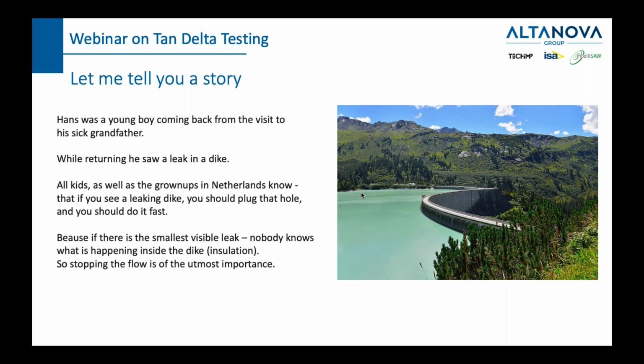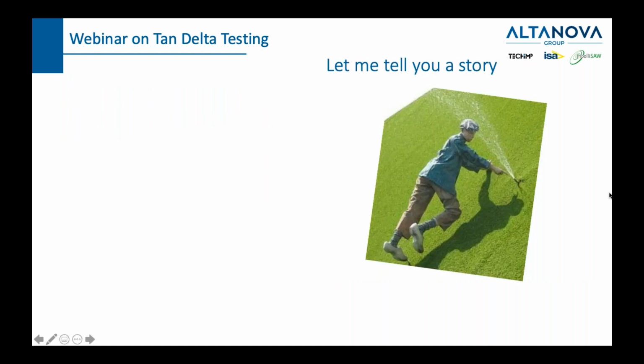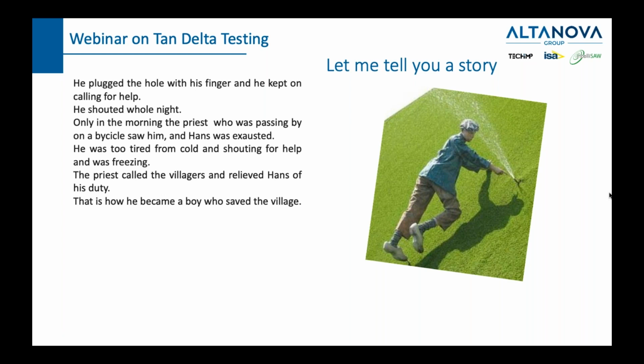Why? Because when something is coming out, you don't know what's happening inside. So the smallest visible leak might signify that inside you have a lot of problems, and if you let that water flow out, you will increase that problem. So stopping that was very important. He plugged that leak, as you can see here, with his finger, and he kept on calling for help. He shouted the whole night, and in the morning, luckily, a priest passing by on a bicycle saw him. Hans was exhausted because he was there all night trying to plug that hole and calling for help.